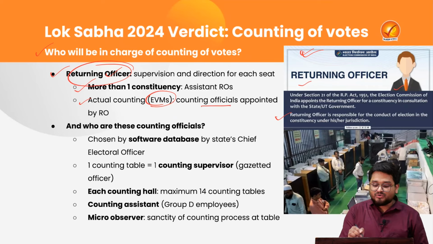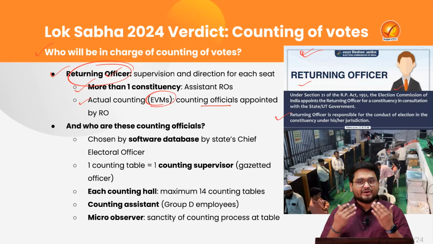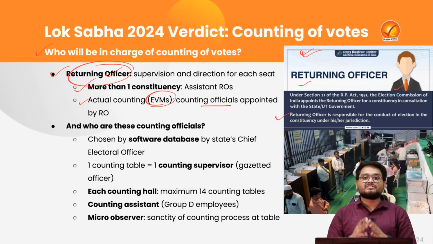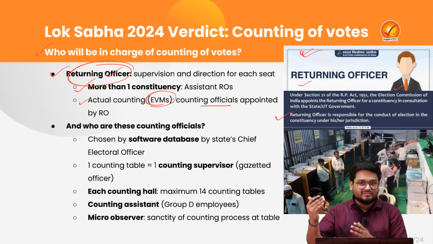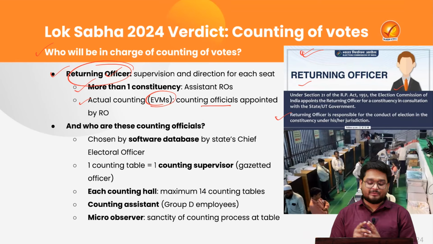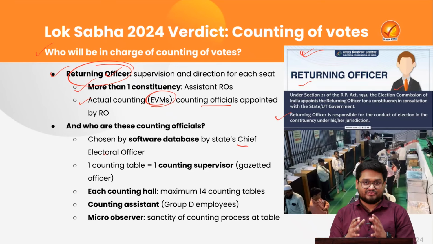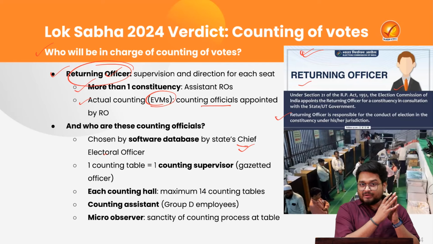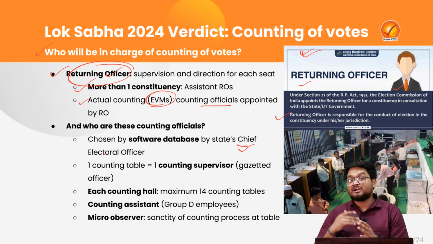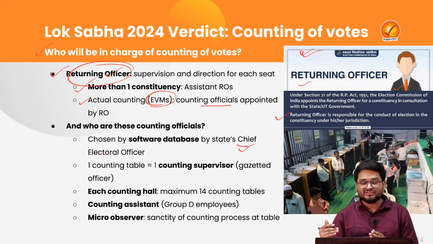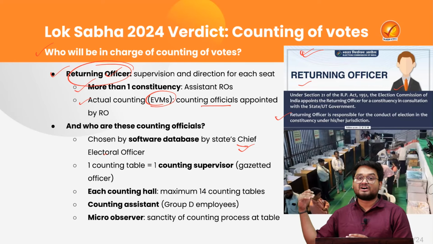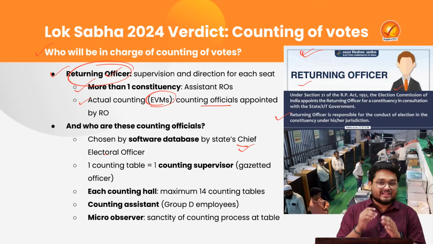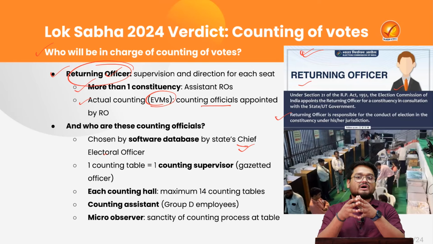These people are known as the counting officials, who are appointed by the returning officers. Now, who are these counting officials? They are part of a database in a software which has been created by the State Chief Electoral Officer. The state CEO has a particular database in a software, which contains a group of various gazetted officers, Group D staff and various other people. From that database, people will be randomly chosen and they will be present at the vote counting center.